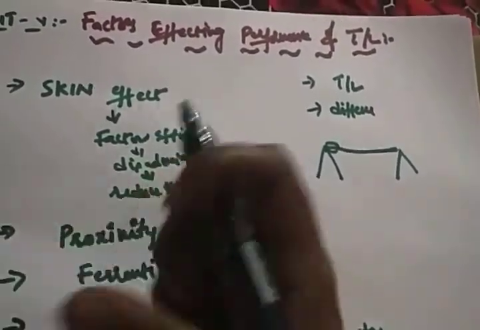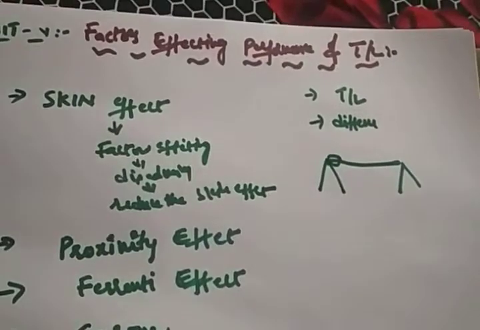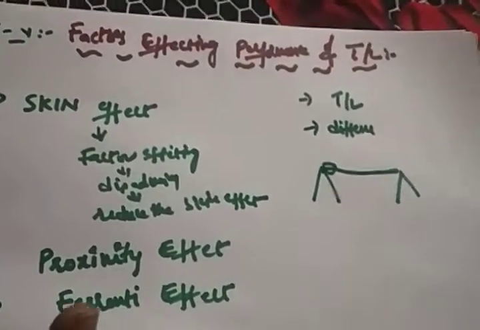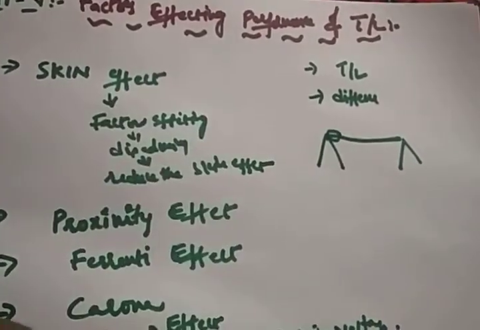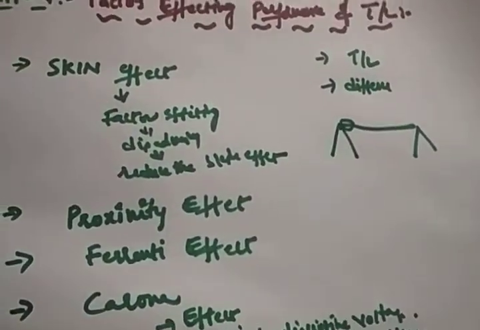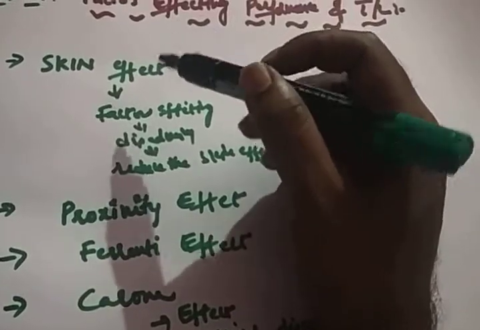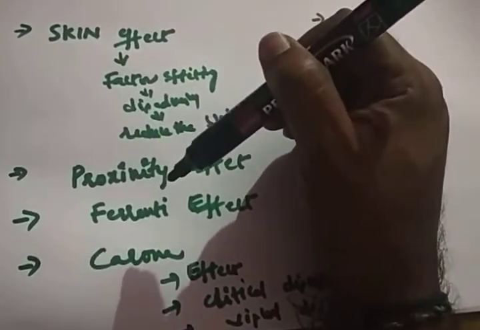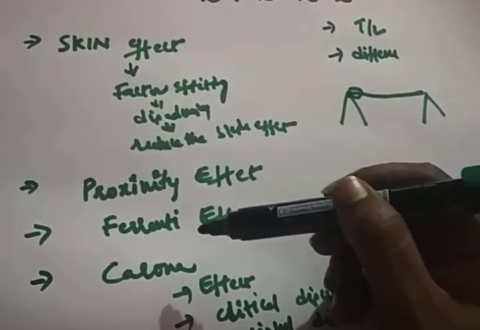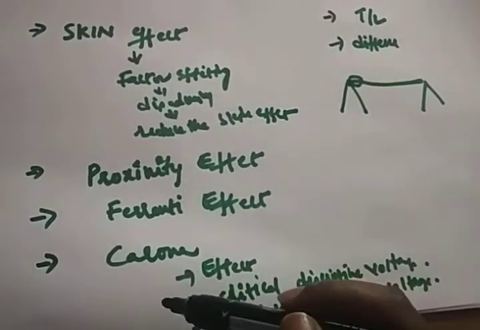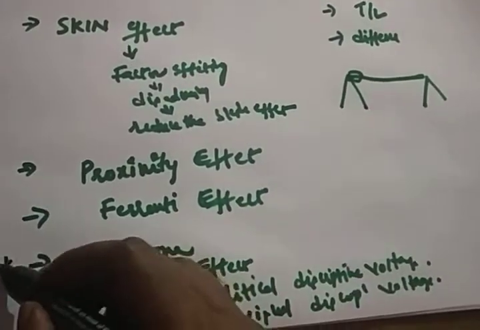So the name of the unit is the factors affecting the performance of a transmission line. While power is transferred through the transmission system, what are the effects that we need to consider? There are 4 effects: the first is skin effect, the second is proximity effect, the third is Ferranti effect, and the fourth, the most important one, is corona.